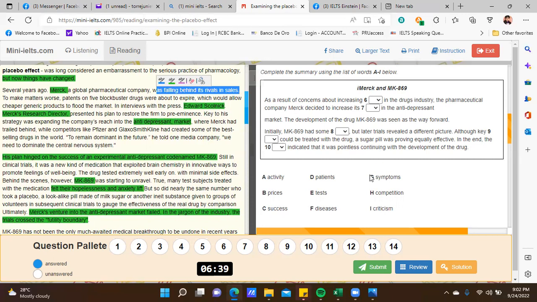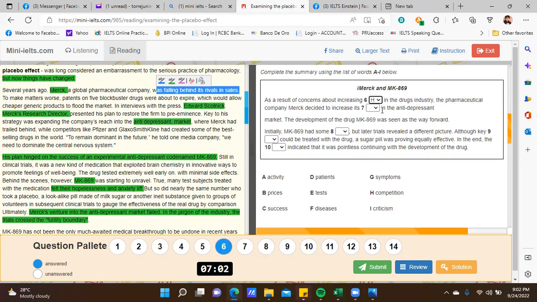Ask them too. It's not activity, it's not prizes. It's not success, it's not patients, it's not tests. It's not diseases. It's competition, guys, nothing else. Right?